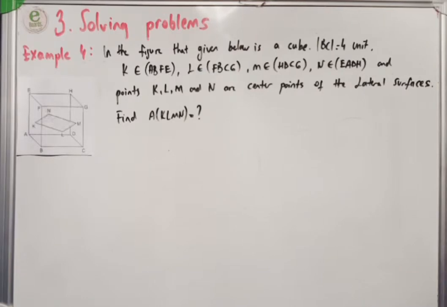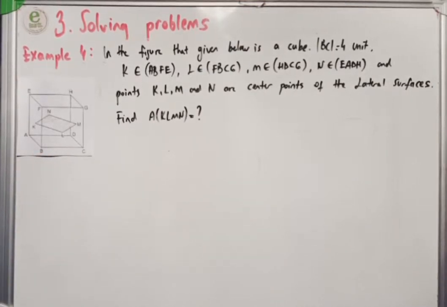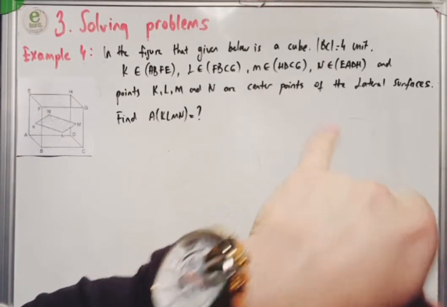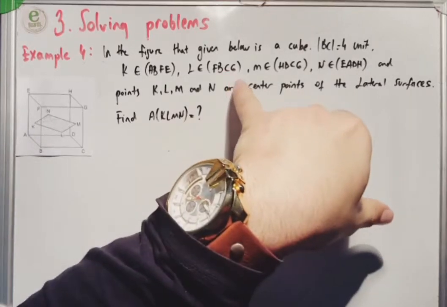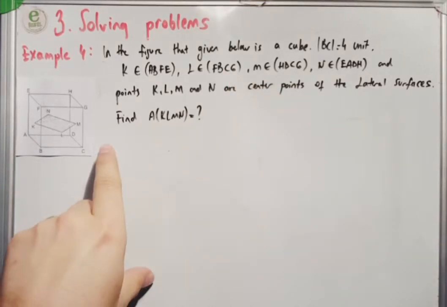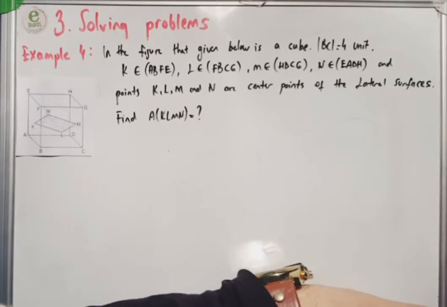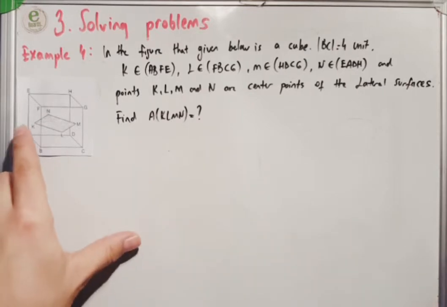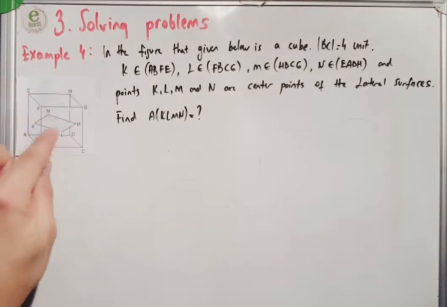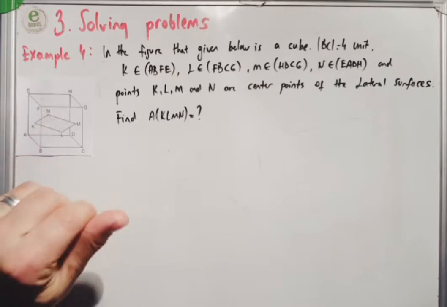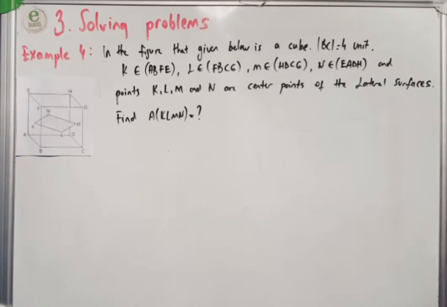Third question. The figure given below is a cube. BC is 4 units. K, L, M, and N are elements of ABFE, BCGF, HDCG, and EADH respectively. Points K, L, M, and N are center points of the lateral surfaces. Find the area of KLMN.